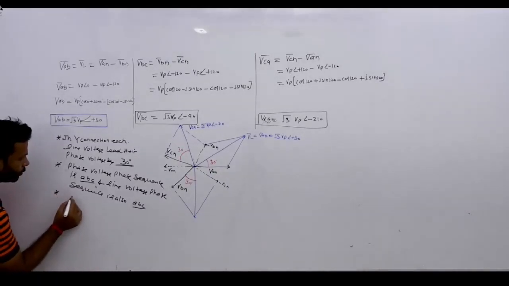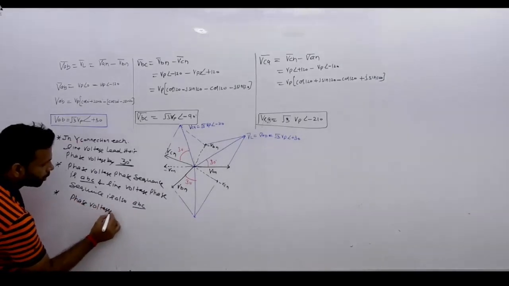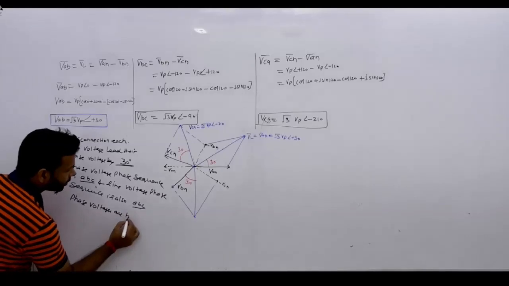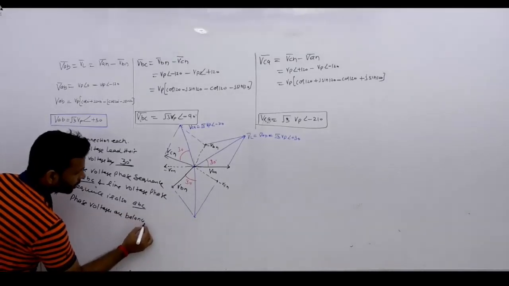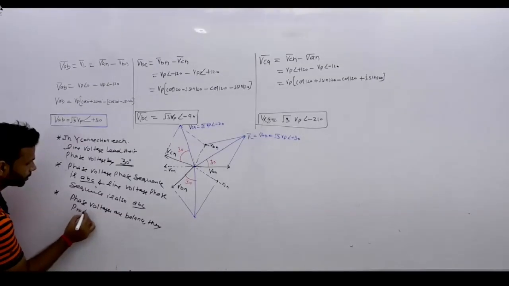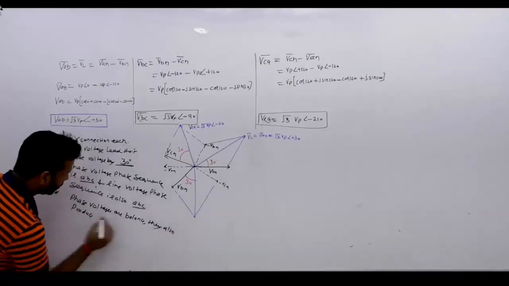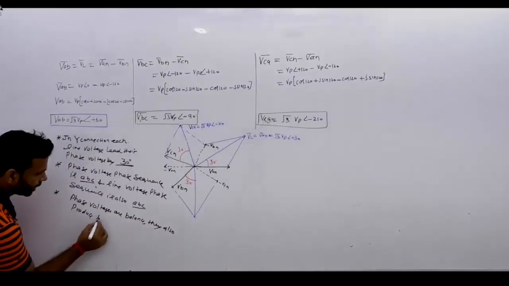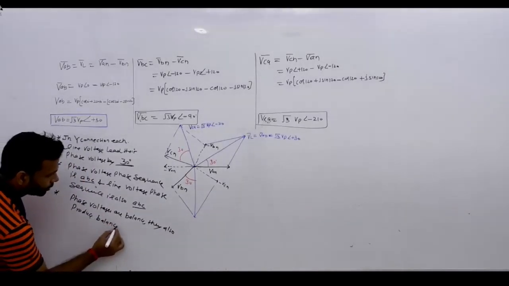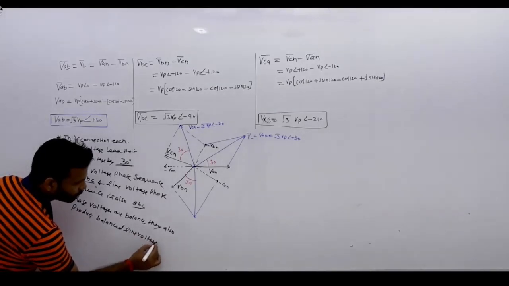Okay, now next thing, since phase voltages are balanced, they also produce balanced line voltages. ये बात समझ में आ रही है ना?